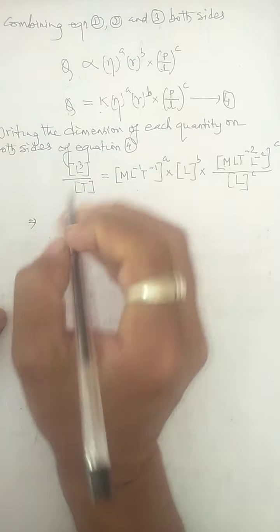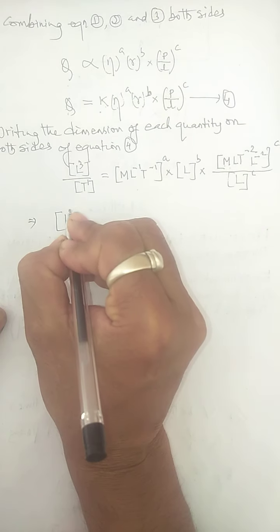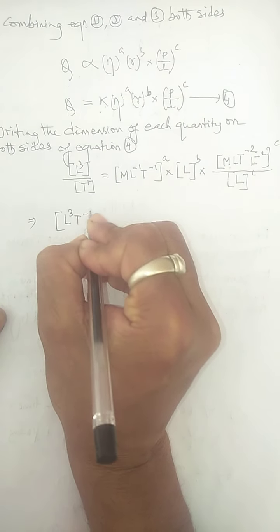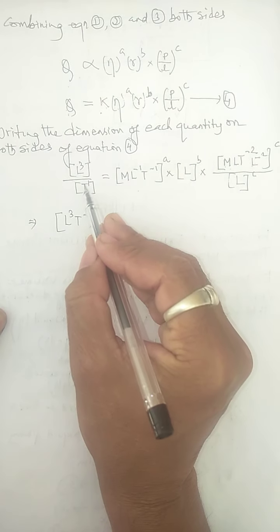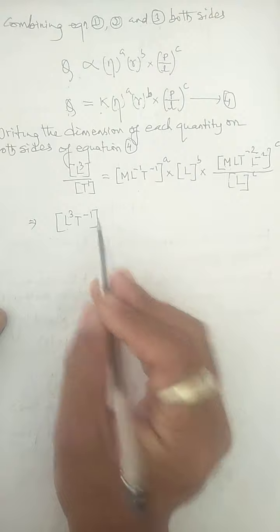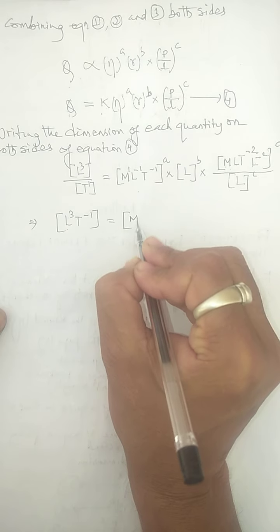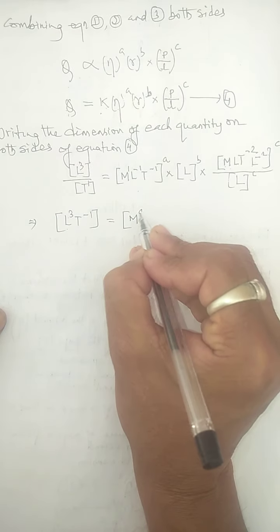So I write down now this power is 1. I'll take L cubed t to the minus 1 in the numerator. So if I combine, t to the power 1 becomes t to the minus 1. So if I combine, L cubed t to the minus 1 equals, now let me just open the bracket. M power is 1, it will be M. 1 into a means a.